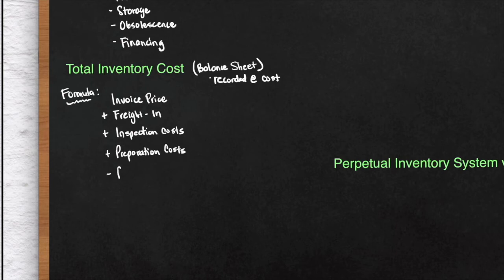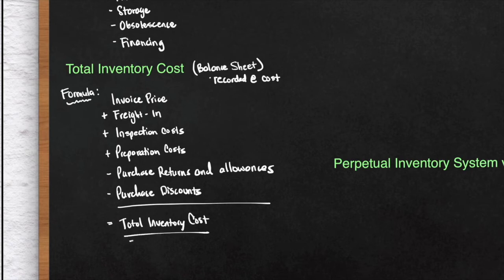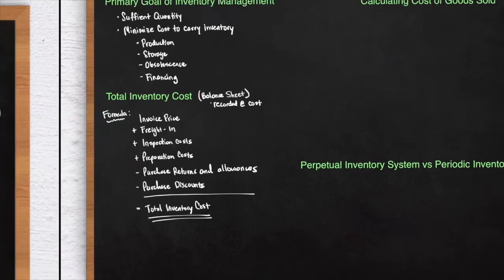And now you want to subtract a few things. Let's say, for example, you purchased a product and you returned it, or if there's an allowance on it, you want to subtract that. Next, you also want to subtract any purchase discounts, because the product that you bought may have been discounted, so you want to subtract that from the invoice price. When you take all these things into consideration, you will get the total inventory cost. And that, again, as I stated earlier, is recorded on the balance sheet under current assets.